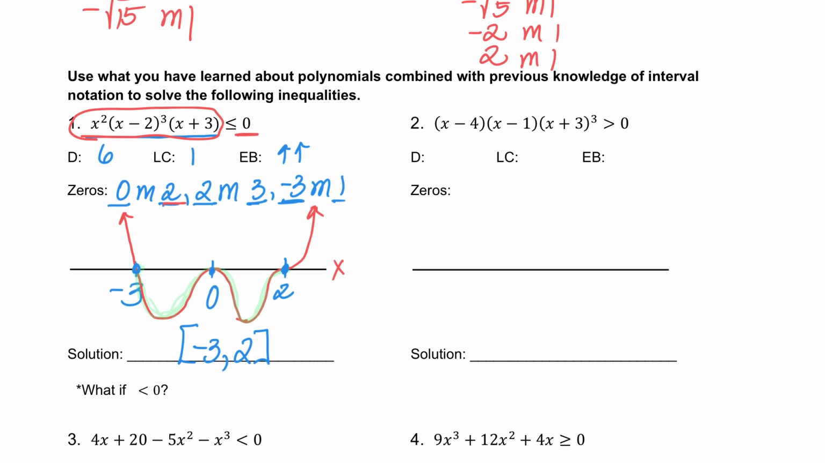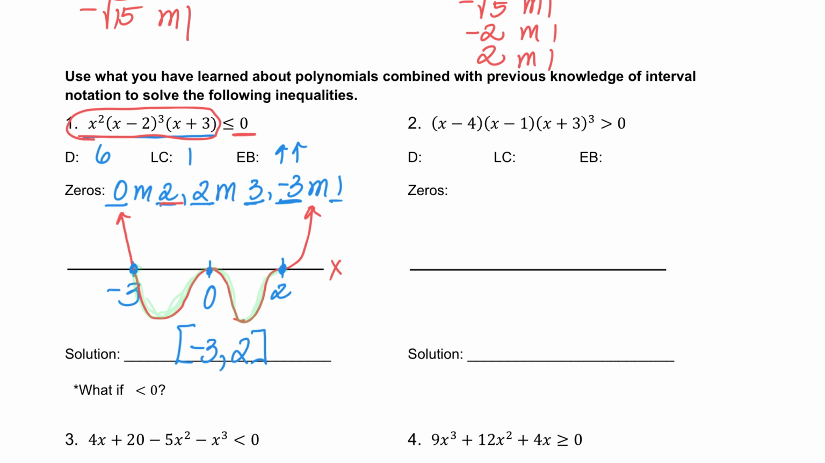Okay, look at the next one. Okay, let's list the zeros. I have one at 4 with multiplicity 1, so it's going to cross right over. This one's at 1 with multiplicity of 1. And this one's at -3, with, I don't know, I did parentheses there, -3 with multiplicity of 3. Okay, let's see if we can graph a sketch of this. And you want to go from least to greatest. So I'm going to go -3 first, and then 1, and then 4.